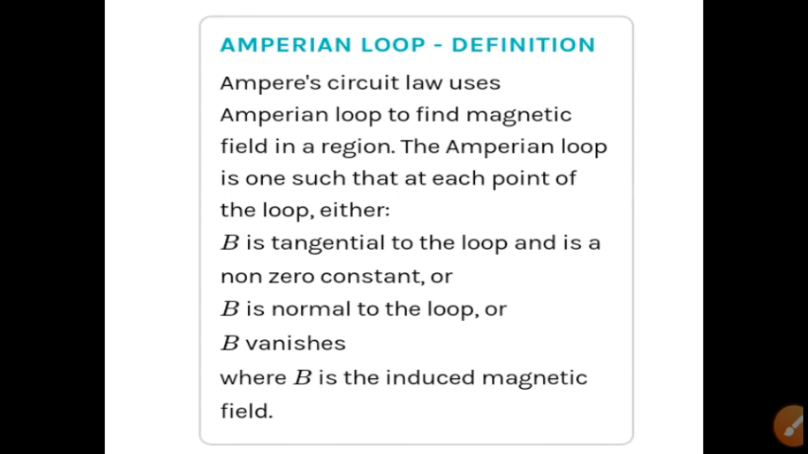Now let us define what is an Amperian loop. Ampere's circuital law uses an Amperian loop to find the magnetic field in a region. That is, in the case of Gauss's law, we use a Gaussian surface to find the electric field. Similarly, while we apply Ampere's law, we use an Amperian loop, which is one such that at each point of the loop either B is tangential to the loop and is a non-zero constant, or B is normal to the loop, or B vanishes, where B is the induced magnetic field.